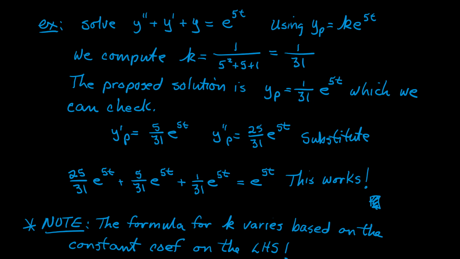Now, one of the things I want to caution you about, and this is important, it's at the bottom of the screen right now. The formula for k varies based on the constant coefficients of your y double prime, your y prime, and your y. Really important, k is not always going to be 1 over r squared plus r plus 1. Okay, let that soak in. That's not always going to be the case. It was the case in the situation that we were just working with, where we had y double prime plus y prime plus y, all with coefficients of 1.